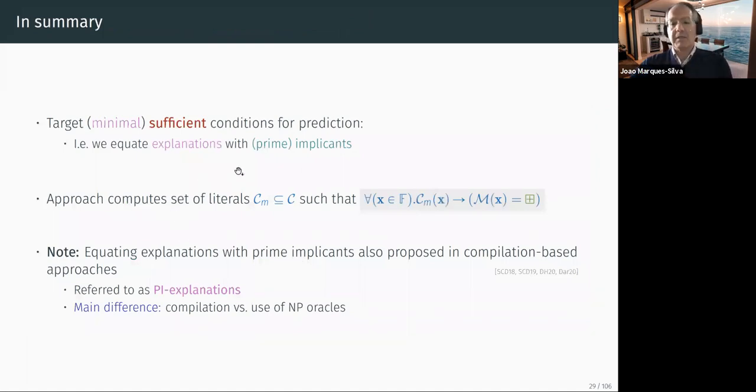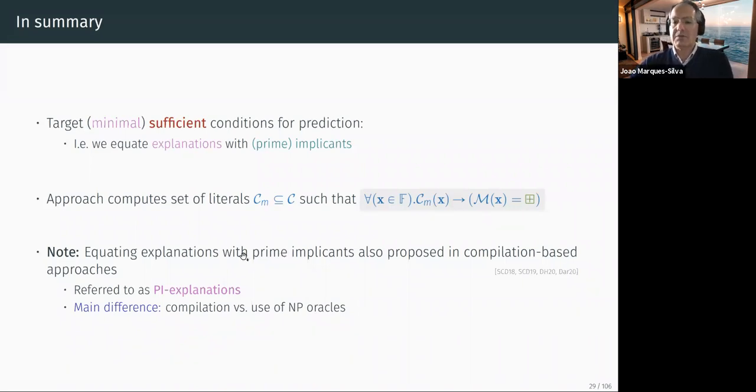In general, and I'm going to show you some results, we target minimal conditions that are sufficient for the prediction. So as long as I have those literals, I'm going to have the prediction. To be very clear, I'm equating explanations with prime implicants, and this is, as far as I know, the most rigorous way of defining explanations for some function which is modeling some machine learning model. So what we are doing is essentially picking a subset of literals such that the entailment is still preserved and it's a subset minimal set.